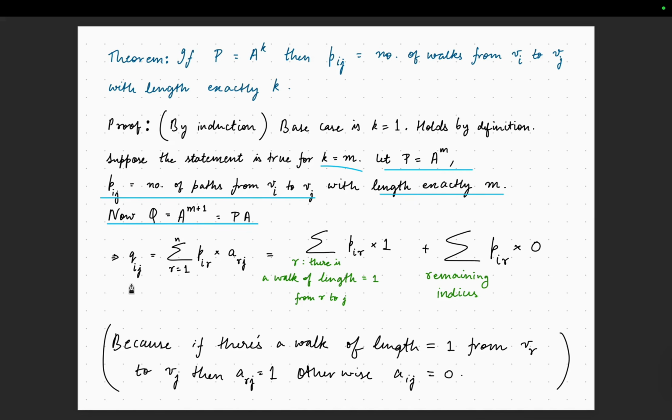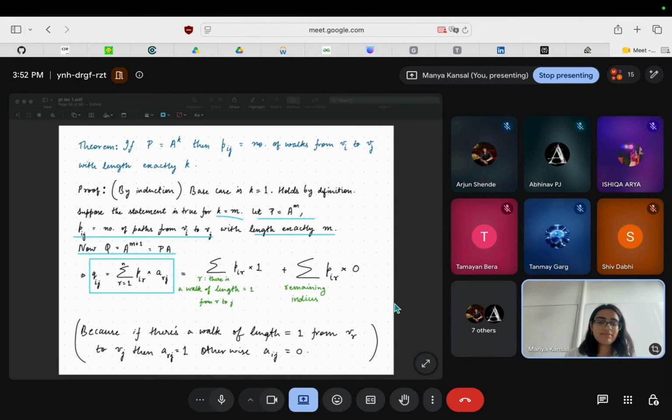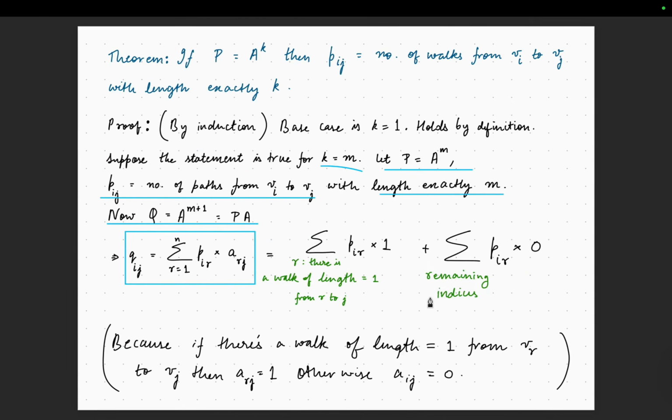Now, by the laws of matrix multiplication, we get this equation: Qij is equal to the summation from r equals 1 to n of Pir times Arj. And we can break it down into two different summations, one where Arj is 1 and one where Arj is 0. So Arj is 1 when there is a walk of length 1 from r to j, and it is 0 otherwise. So we can break the sum into these two parts and just get rid of the second part, because A is 0, so multiplying anything with 0 gives you 0. And we're only left with this part.